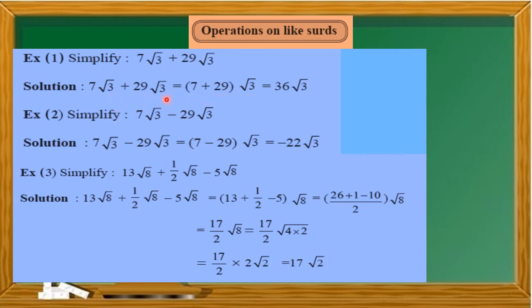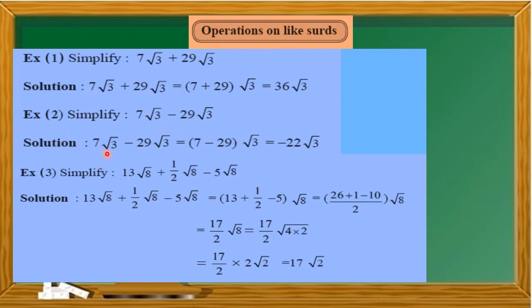From both these surds, root 3 is common. Therefore, it is taken outside the bracket. Therefore, 7 plus 29 is 36. Therefore, 36 root 3. In this way, you can add the given surds. Second example, simplify 7 root 3 minus 29 root 3. Now, we will subtract this surd.